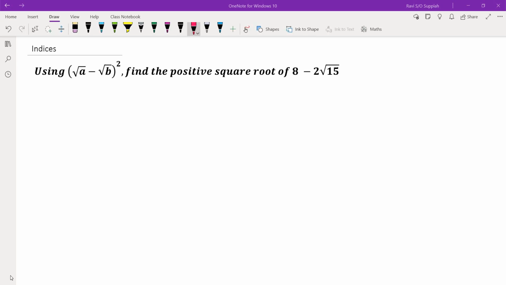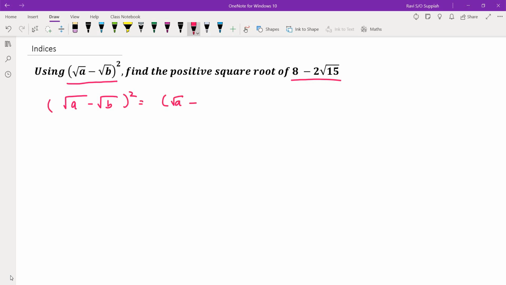Hi, let's look at this indices question, where we are asked to use the expression (square root a minus square root b) whole squared to find the positive square root of the expression 8 minus 2 root 15. Let's start off with the first expression first. We are given (square root a minus square root b) whole squared. So let's work that out.